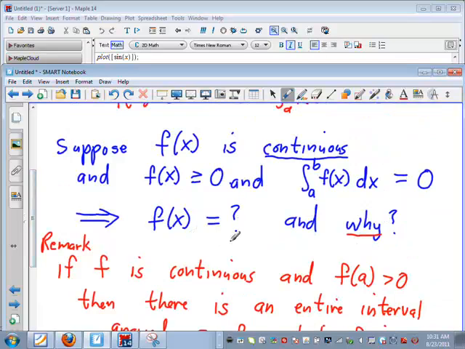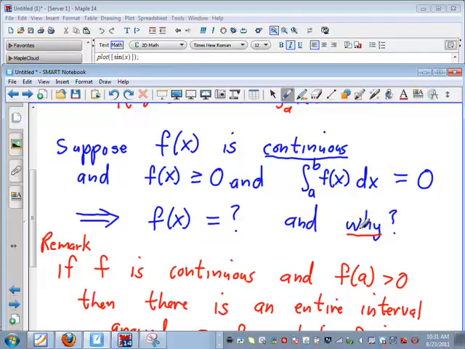Anybody have an idea what this is? You've got a function that's always above the x-axis. The area under it is nothing. The function has to be zero the whole time. So the function has to be 0, and now you just have to explain why it's 0.